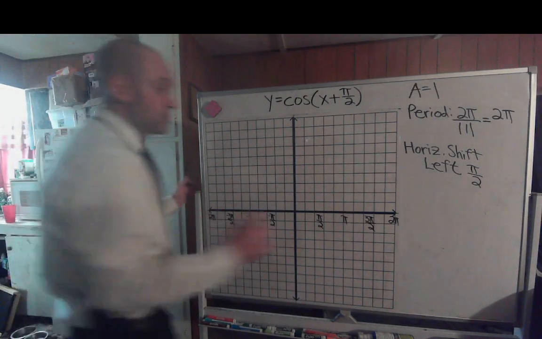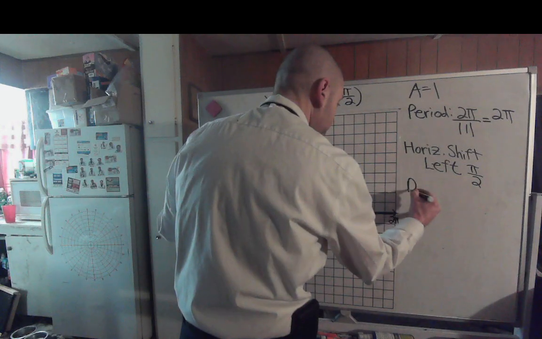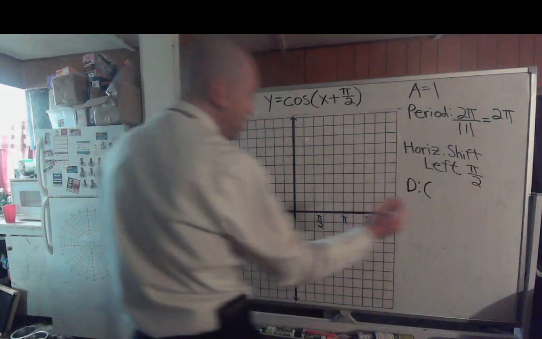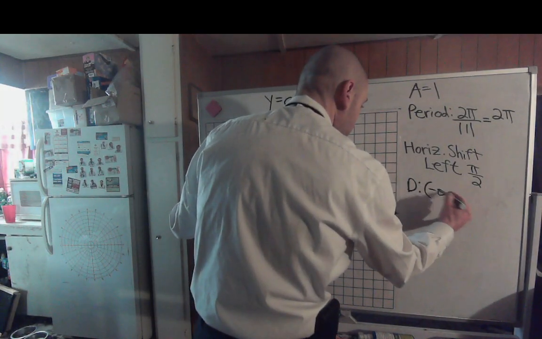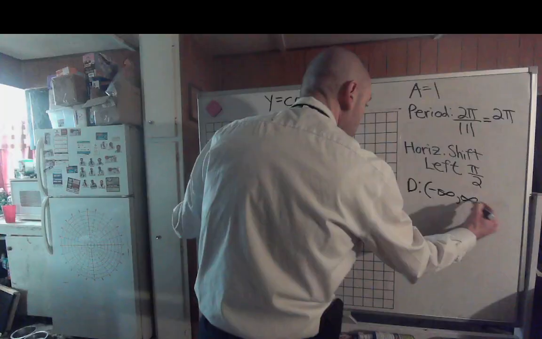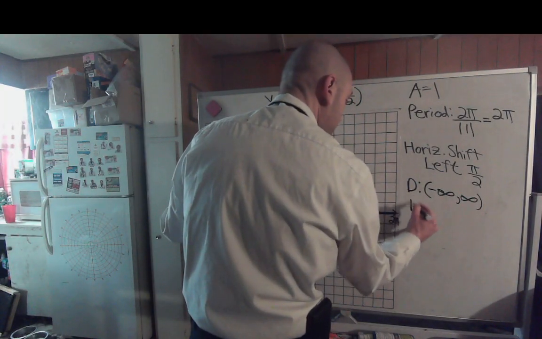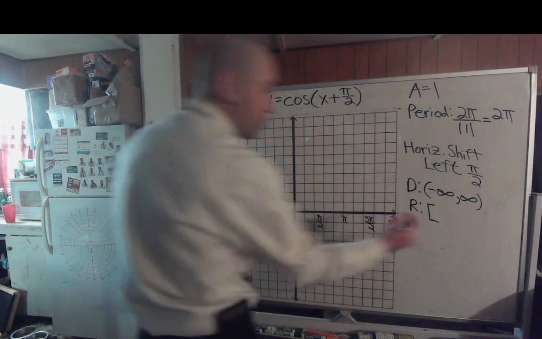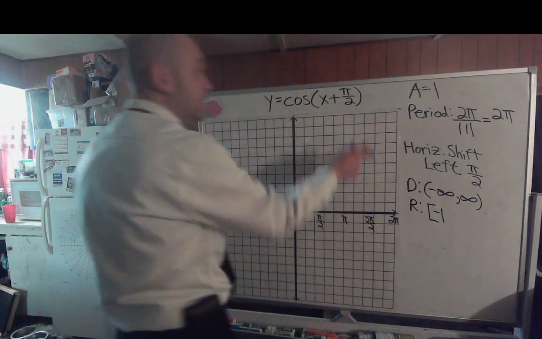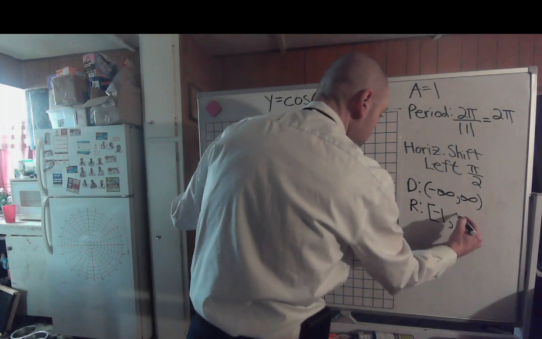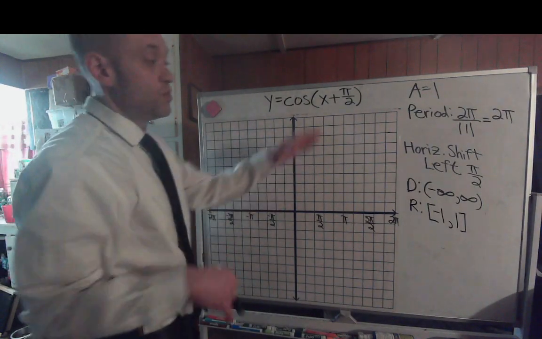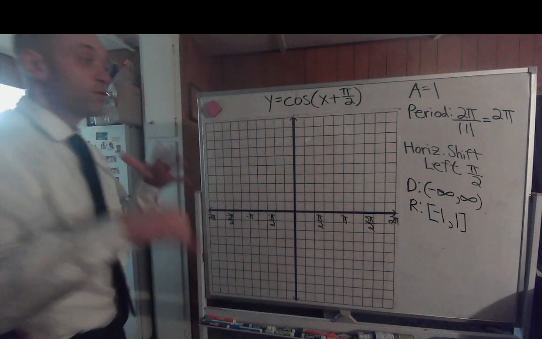Alright, now let's also look at the domain. The domain is still all real numbers, that hasn't changed. But what about your range? Well, the range is -1 to 1, and since we don't have any vertical shift, it's going to remain that. So your range is just going to be -1 to 1 since you don't have a vertical shift. Now we're ready to proceed.